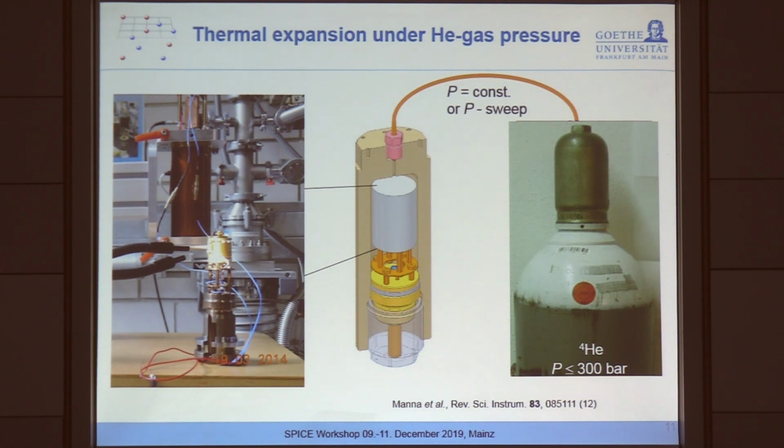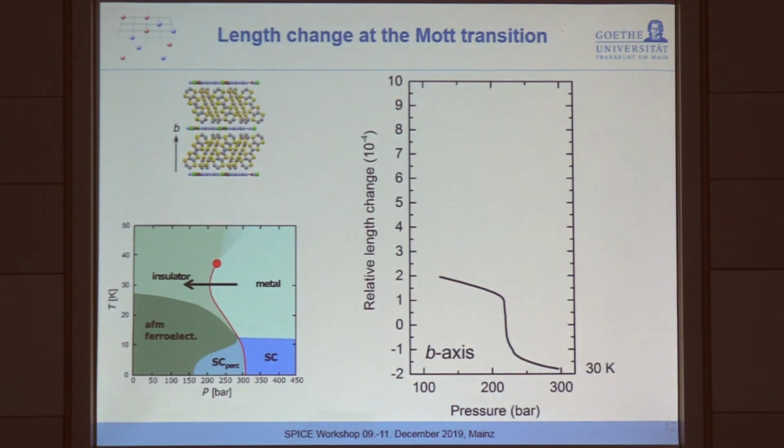And with this setup, you can do two different kinds of experiments. You can do a measurement at a constant pressure as a function of temperature, but also pressure sweeps at constant temperature. And it turns out that for this Mott business, the latter experiment is much more suitable. So here are the results.